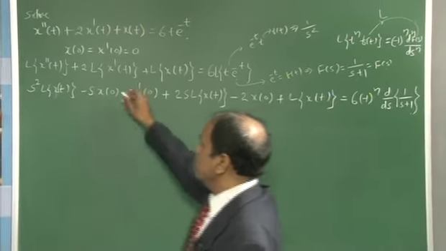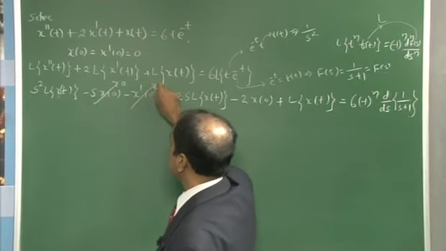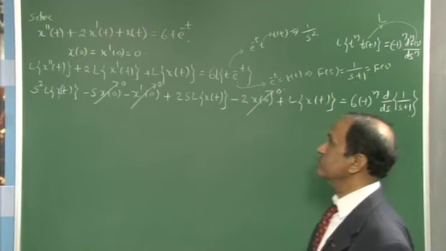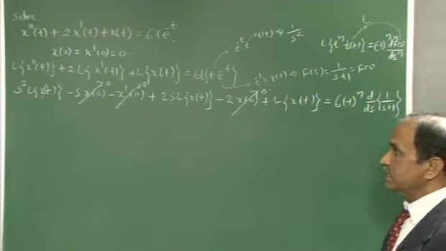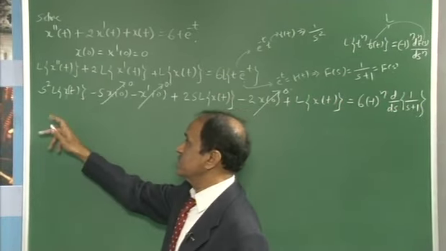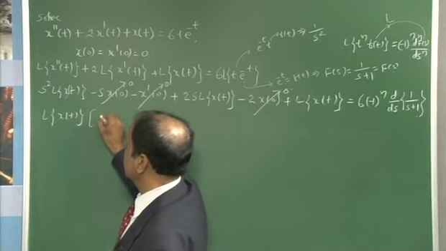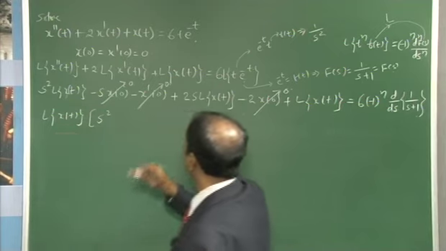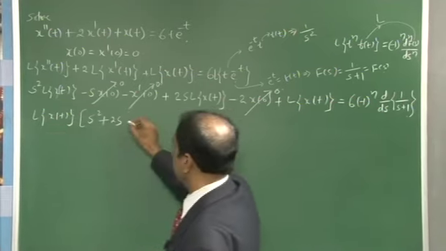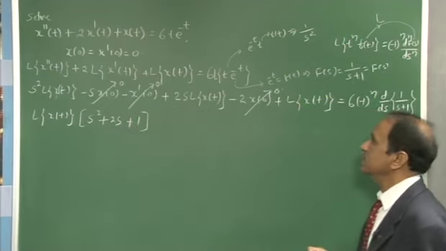Then what are your given values, the initial values? x of 0 is 0 and x dash of 0 is 0. You can easily collect the common coefficients as explained: L of x(t) multiplied by s squared as one term, plus 2s another term, and one more is plus 1, that is s squared plus 2s plus 1 on the left side.